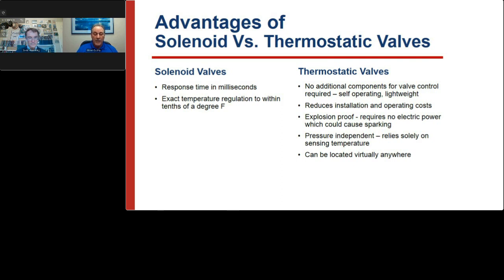One of the main benefits that we find is they are explosion-proof, requiring no electrical power, which could cause sparking in places like refinery environments where there could be some type of flammable gases or fumes around. They are pressure independent, relying solely on sensing temperature, so any pressure fluctuations don't bother them at all. And it can be located virtually anywhere in the system. Right. So that's the advantage.